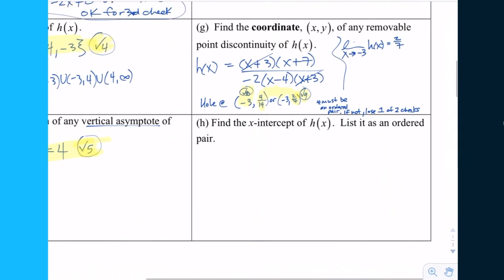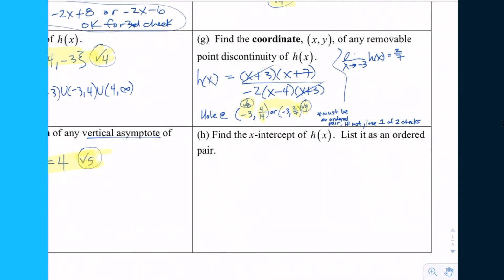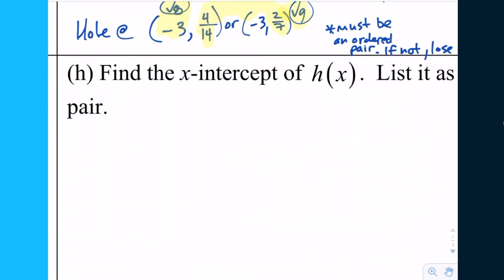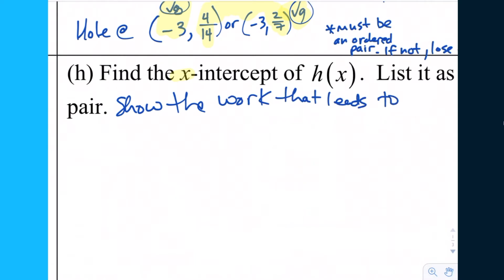All right, part H, find the x-intercept of h of x, listed as an ordered pair. Well, how do we find x-intercepts? Yes. I might say something like show the work that leads to your answer on the test again.